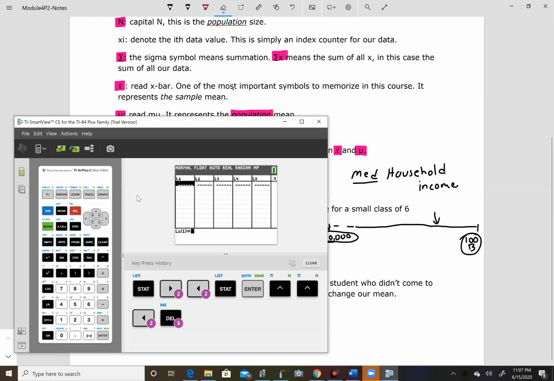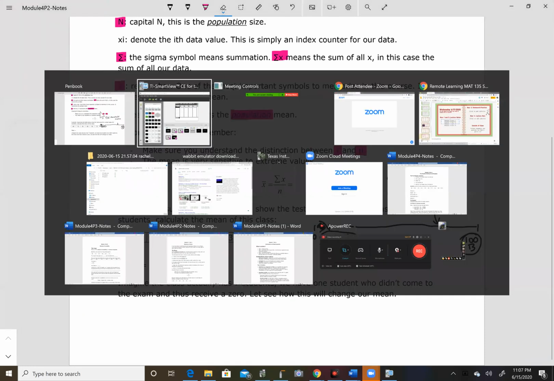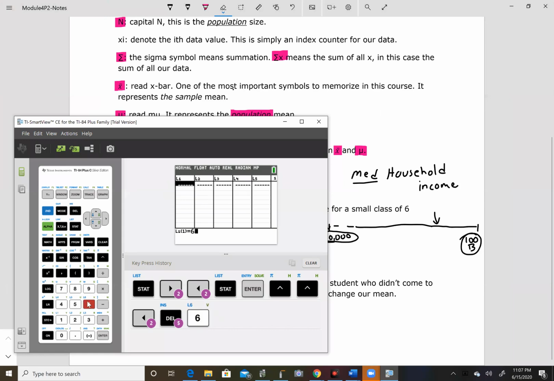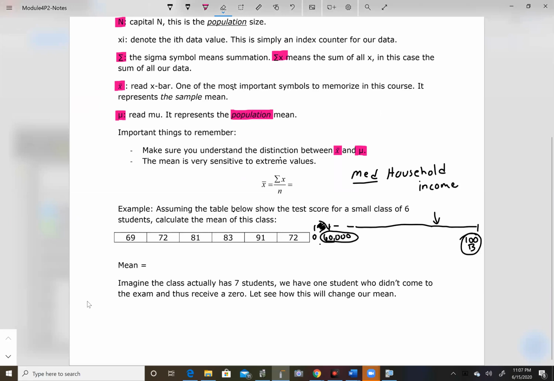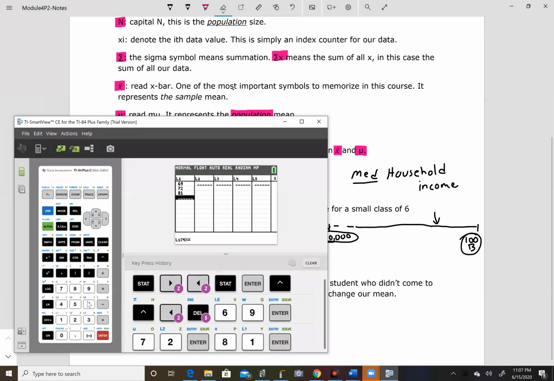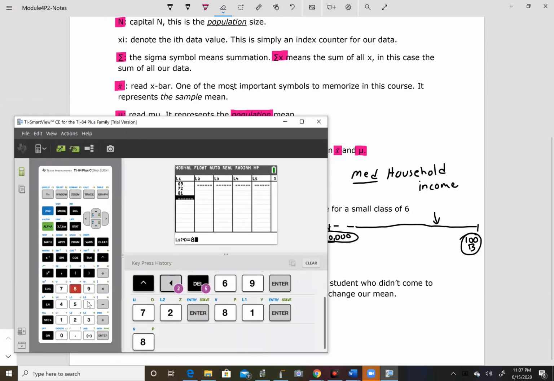But let's enter in this data. So we have 69, 72, 81. And then the last 3 are 83, 91, 72. Again, it doesn't matter that they're not in order. That's fine. Okay, so I've entered in those 6 data points into list 1.